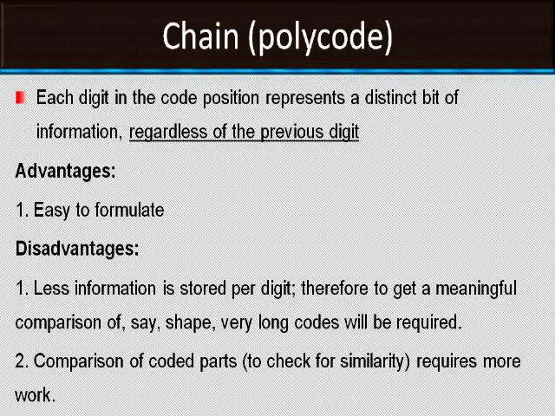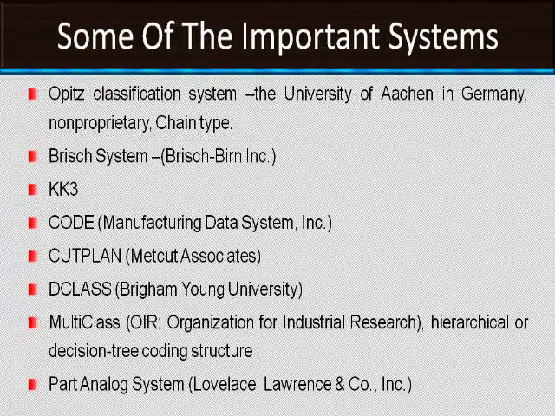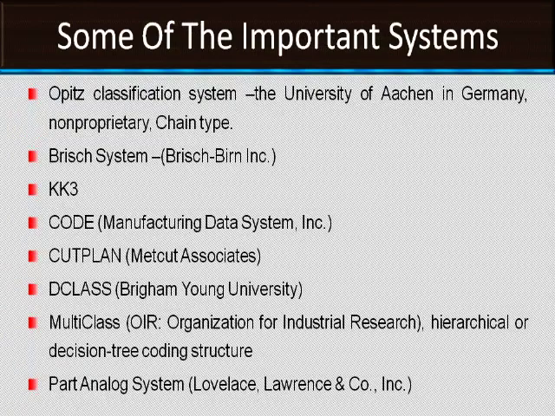Some of the important systems that exist today to classify and code parts are the OPIS classification system, which was developed at the University of Aachen, Germany. It's a non-proprietary chain type system. Next, the Brisch system, developed by Brisch Incorporation. Next, KK3 is another system, which is a Japanese-based classification system. CODE, Manufacturing Data Systems Incorporation, has developed this. And another code is CUTPLAN. Metcut Associates has developed this.